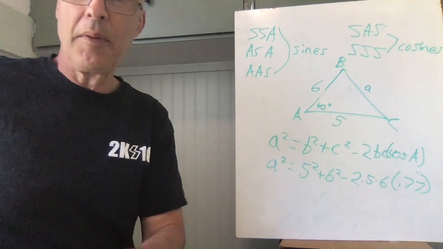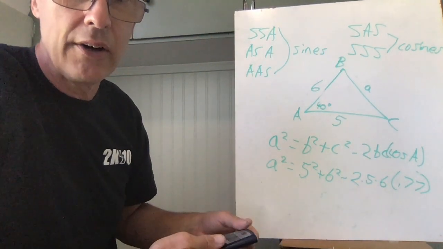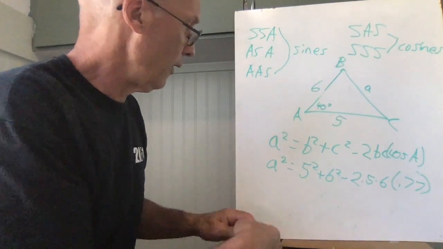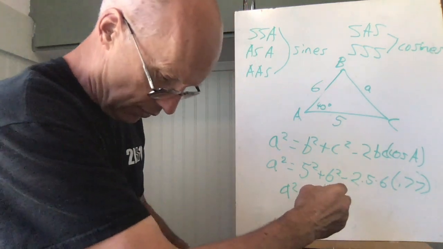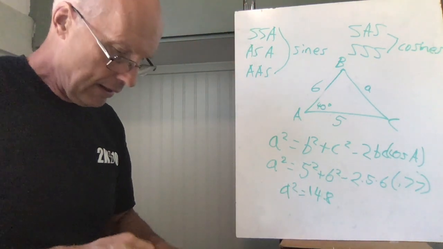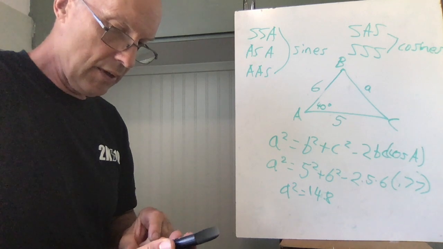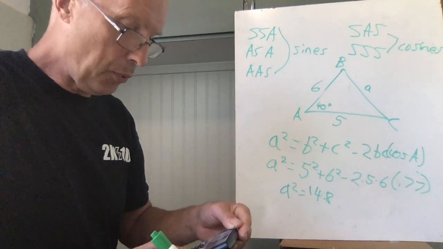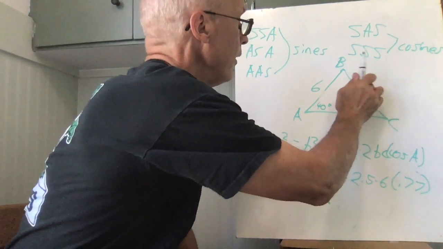Give me a moment, let's do that on the calculator. You do it in your head, I'll use a calculator. We get a squared equals 14.8. Then you have to take the square root of both sides. The square root of 14.8 is 3.85 basically, if we round it.